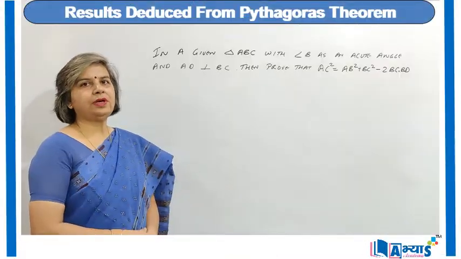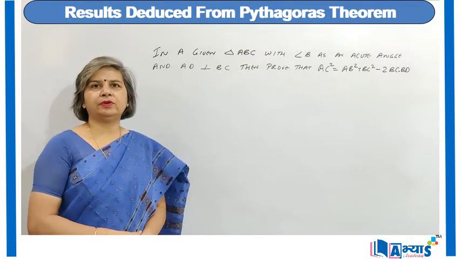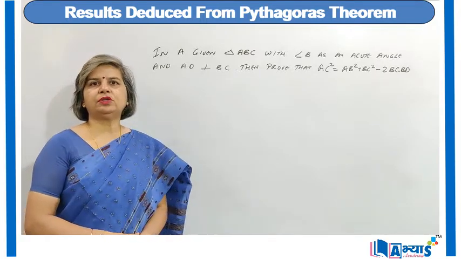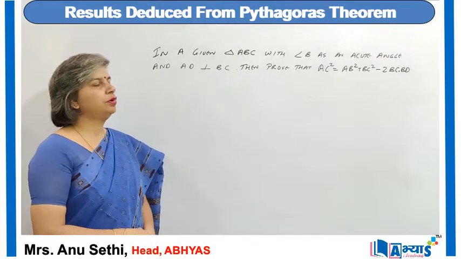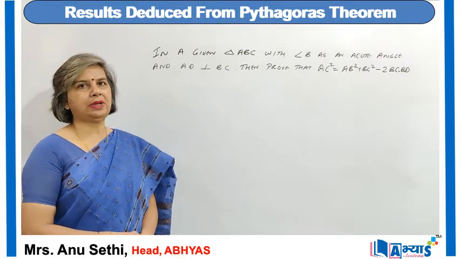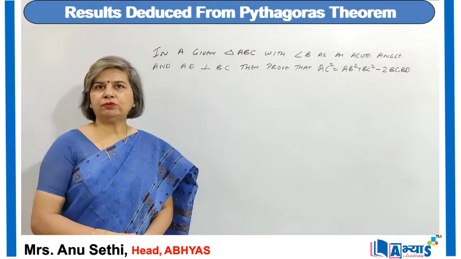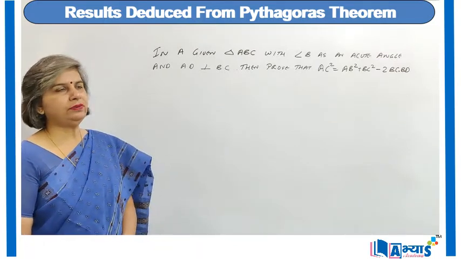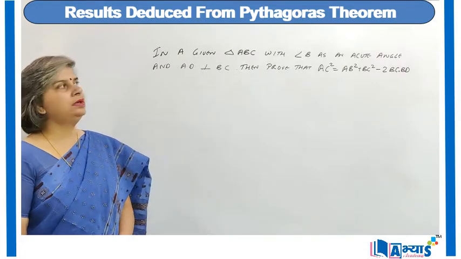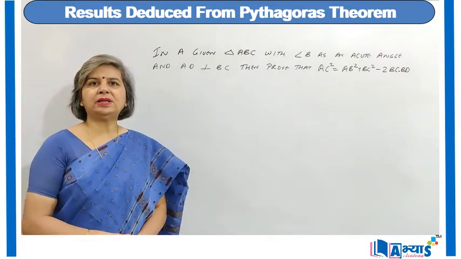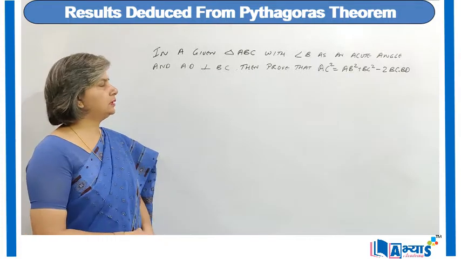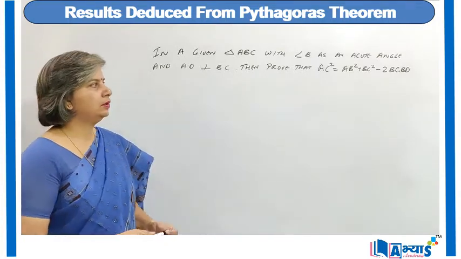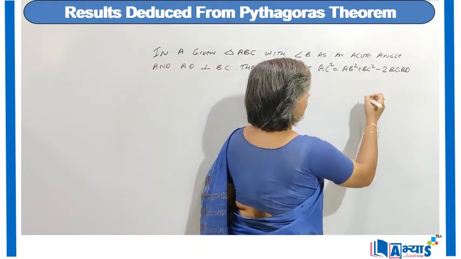Let us now try to deduce another result from the Pythagoras theorem. Earlier we deduced a result for the obtuse angle triangle. Now I am going to deduce a result for the acute angle triangle. In the obtuse angle triangle, the perpendicular was outside the triangle, so we had extended CB to D. But in this case, as it is an acute angle triangle, the perpendicular will be inside the triangle.